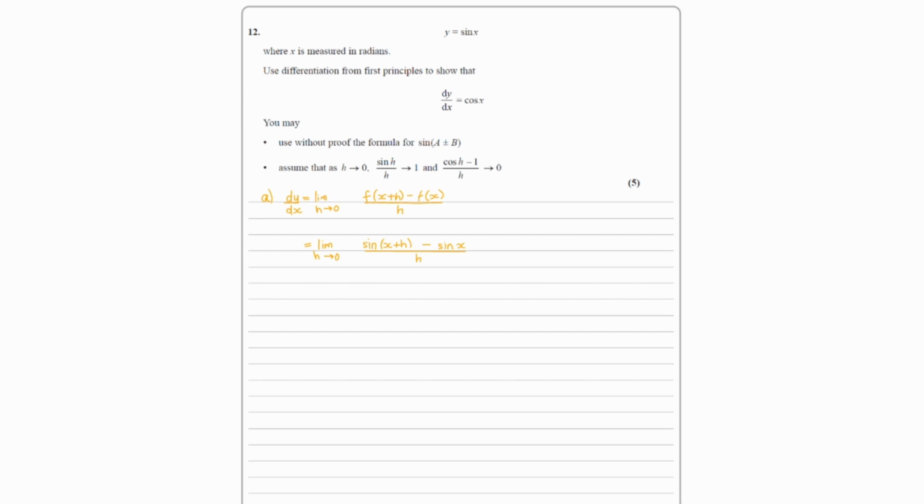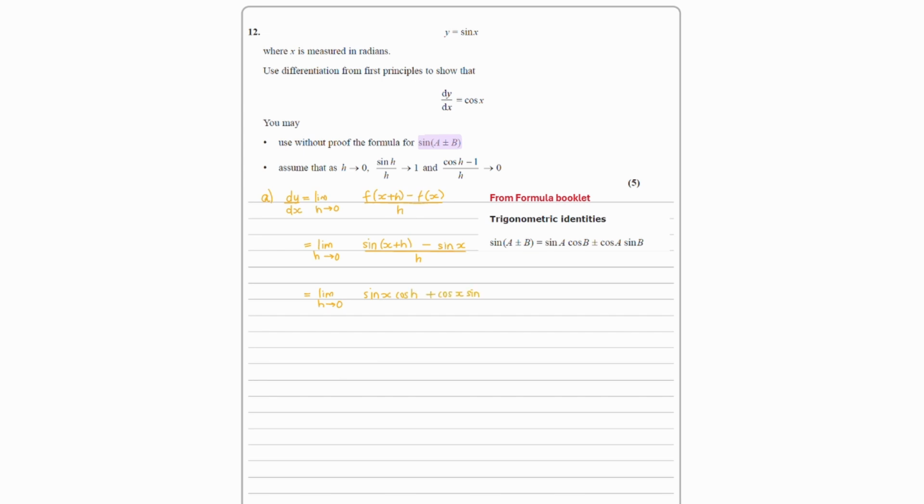Because the sine of x plus h is an addition formula, and the question also says that we can use the addition formula for sine of a plus or minus b, we can use our trigonometric identity for the addition formula, which is also given in the formula booklet, and we can expand that as sine x cosine h plus cosine x sine h minus sine x over h.